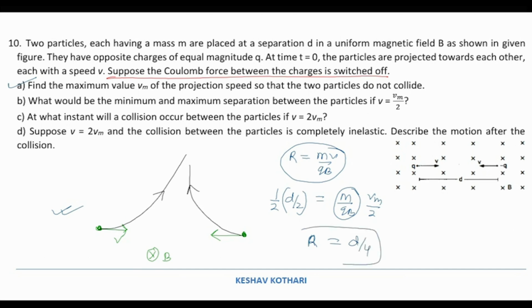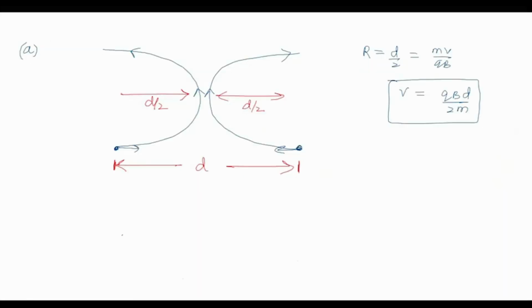So for the B part, this is the calculation which we have done: if we reduce the velocity to v by 2, the radius is going to become d by 4. Or you can also cross-check from this result: if we use the velocity equation with v by 2, we can calculate the radius for the B part again. So the radius is equal to m times the velocity, which is half of the current value, that is qBd by 4m, divided by qB. From here we obtain the same result, that is d by 4.